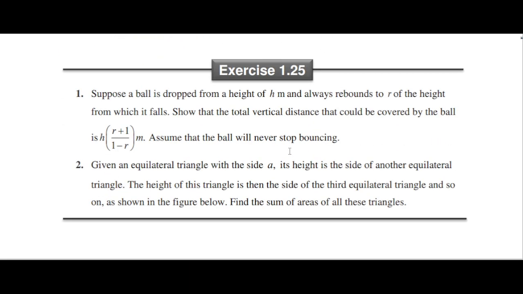Let's go to exercise 1.25. Suppose a ball is dropped from a height of h meters and always rebounds to r of the height from which it falls. Show that the total vertical distance that could be covered by the ball is h times (r plus 1) over (1 minus r) meters. Assume that the ball will never stop bouncing. So from this, suppose a ball is dropped from a height of h.